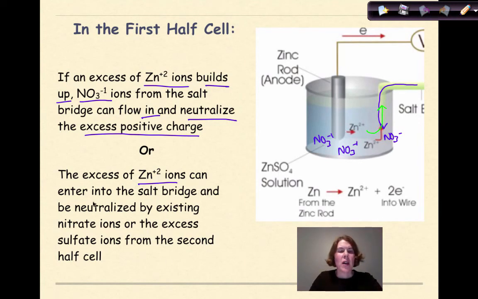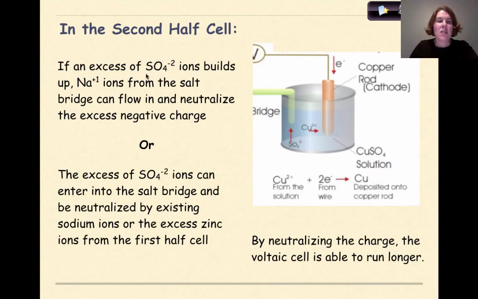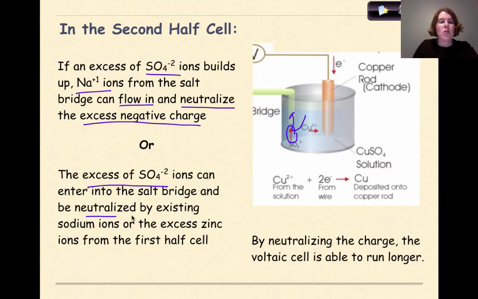So the excess of Zn+2 ions can enter into the salt bridge and be neutralized by either existing nitrate ions or the excess sulfate ions from the second half cell. In the second half cell, if an excess of sulfate ions builds up, the sodium ions from the salt bridge can flow in and again help to neutralize the excess negative charge. Or the excess sulfate ions can enter into the salt bridge, go right here. And here we have this red arrow saying, hello, this sulfate ion is basically going into the salt bridge and being neutralized by existing sodium ions or the excess zinc ions from the other half cell. By neutralizing the charge, the voltaic cell is able to run longer.